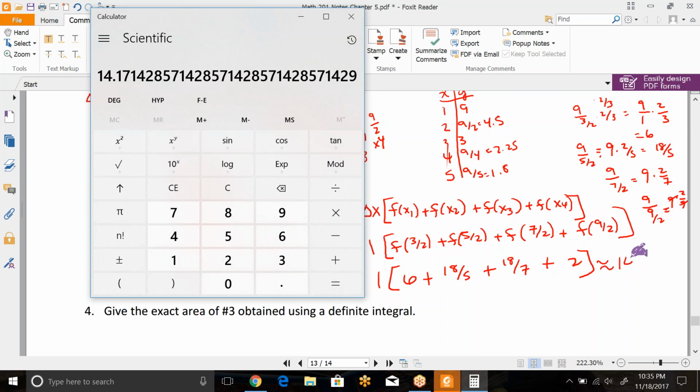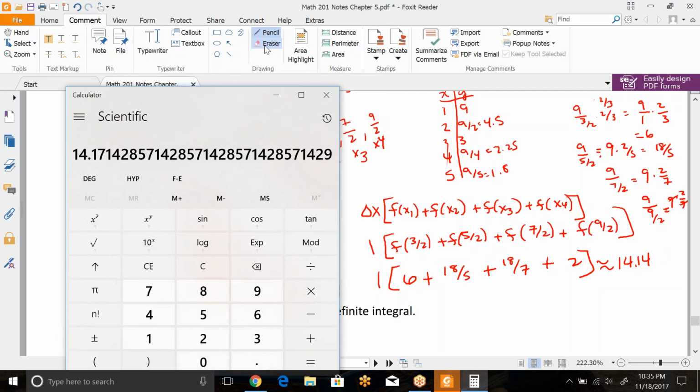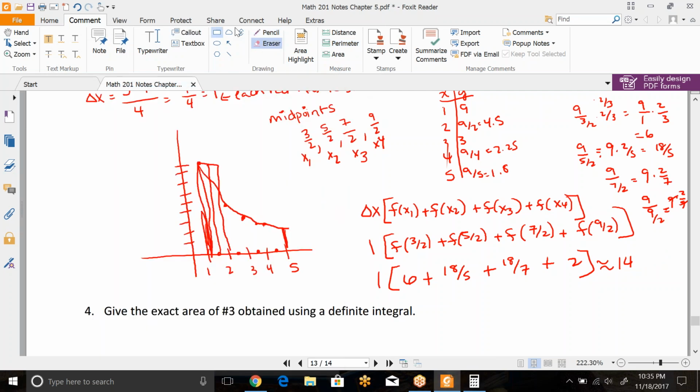But let me double check myself. When we did 9 over 9 halves, that would be 9 over that. We flip that and that cancels and gives us 2. Yes, hang on just one second. I'm double checking all my numbers. All right, we're good, except I wrote the wrong number down here. It's supposed to be 14.17. That happens when I try to read and talk at the same time. So 14.17. So that's what we got using the midpoint rule.